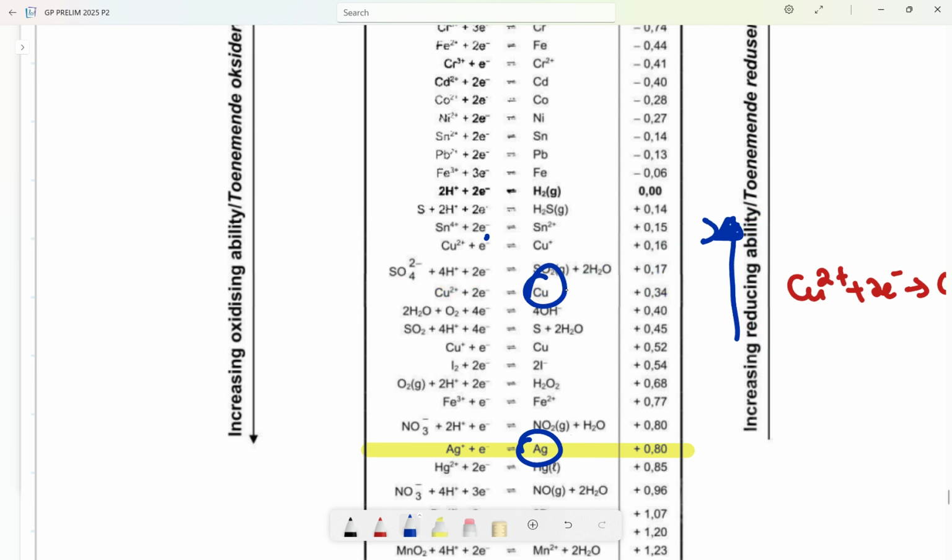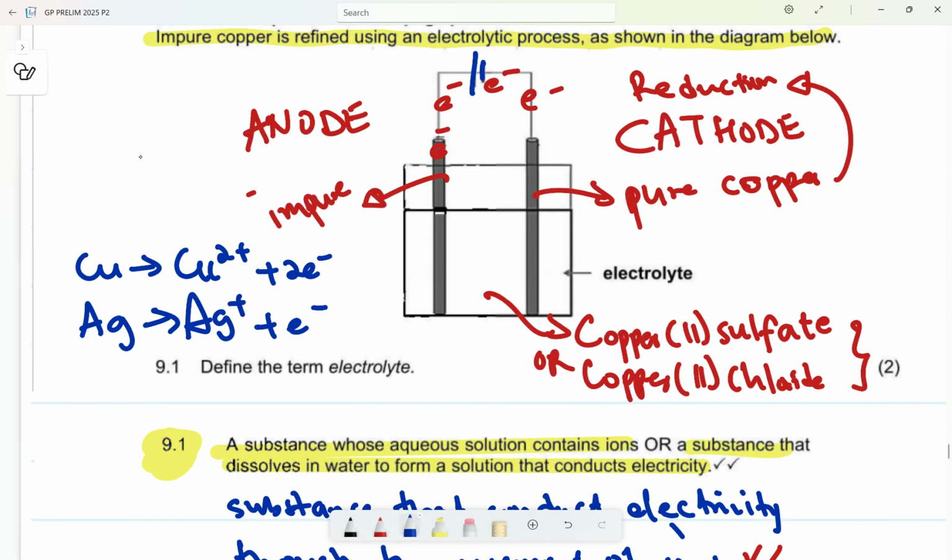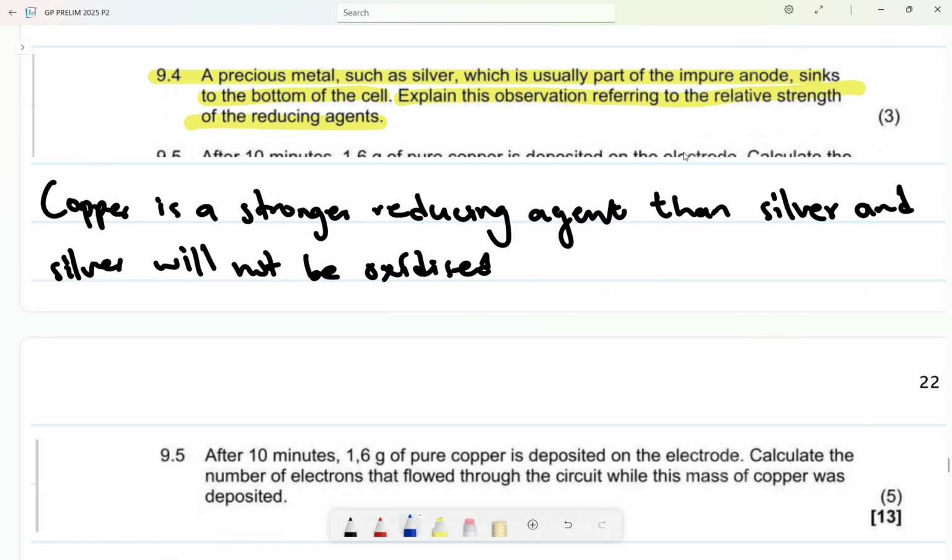So hence now Cu is the one that will undergo oxidation. Okay, it will undergo what? Oxidation here at the anode and form pure copper on the cathode. Okay, yeah guys, it's just easy. You just need to say it is a stronger reducing agent than silver and this one will not be oxidized.